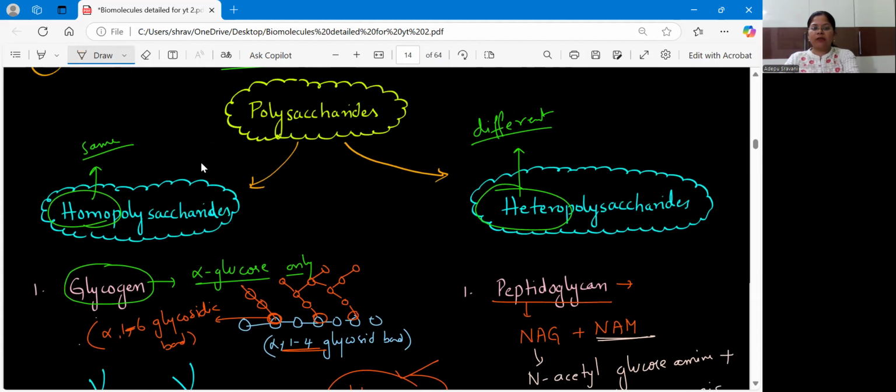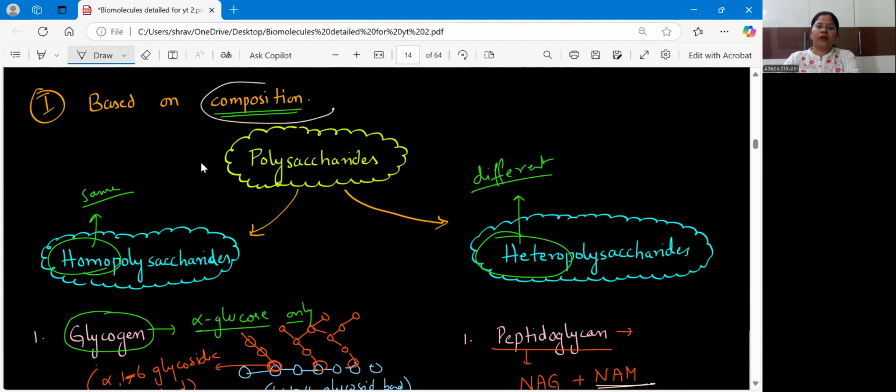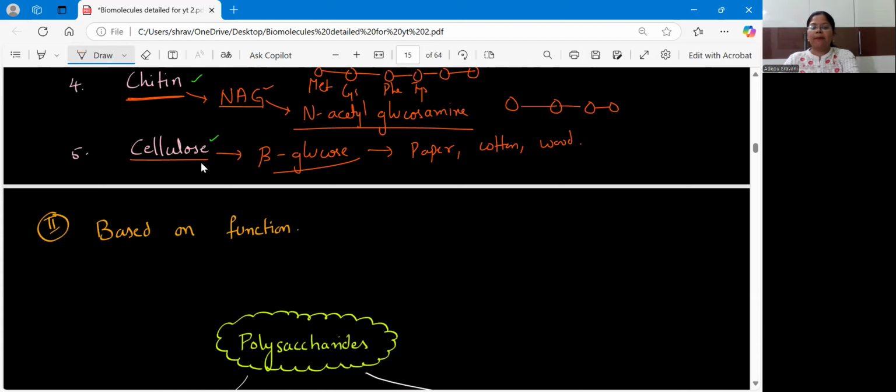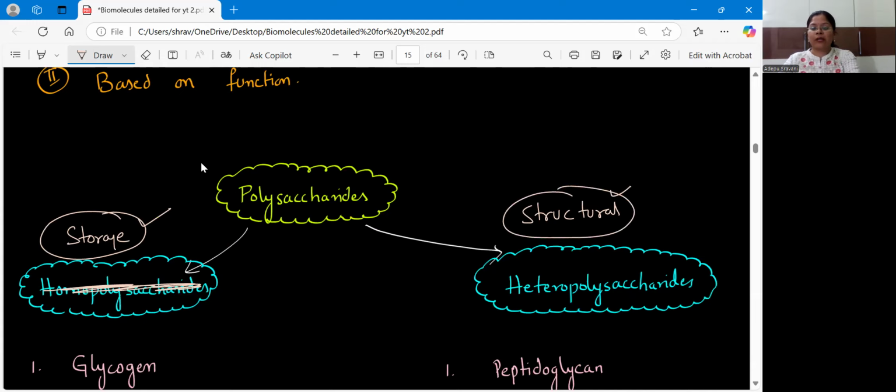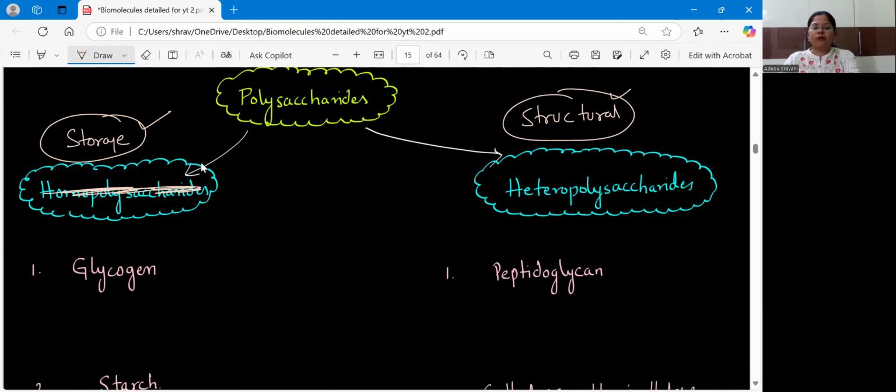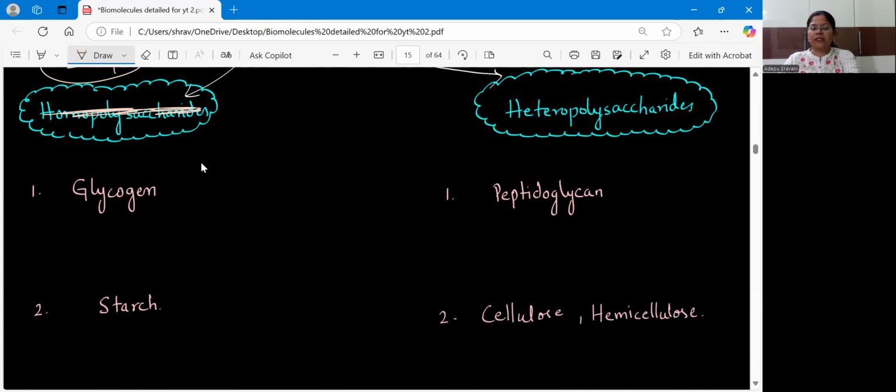So this is the first classification of polysaccharides based on their composition. Coming to the next classification of polysaccharides, based on function. What kind of function are the polysaccharides performing? Now this is not homo or hetero. It is based on storage and structural. That means whether the polysaccharide is involved in storing the components or the monomers, or whether it is involved in providing structure to any component. So examples of storage polysaccharides will be glycogen, starch, and inulin.